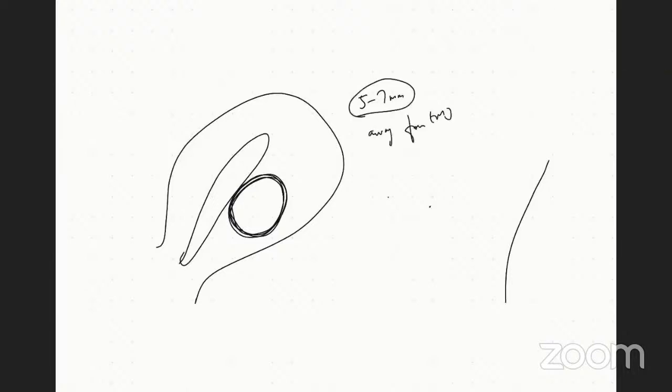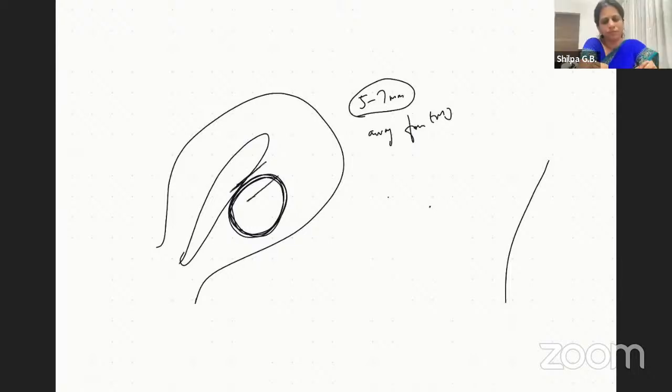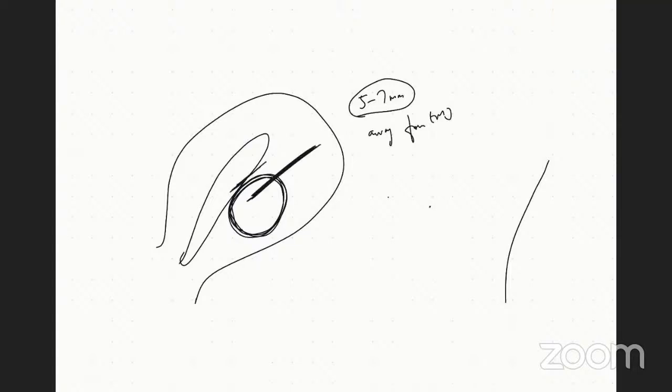No matter what you do, you have to be 5 to 7 millimeters away. If you are 5 to 7 millimeters away, that means your probe cannot be in the endometrium. Understood? It has to be approximately 5 to 7 millimeters away from the endometrium, and that is where you need to stop your ablation.